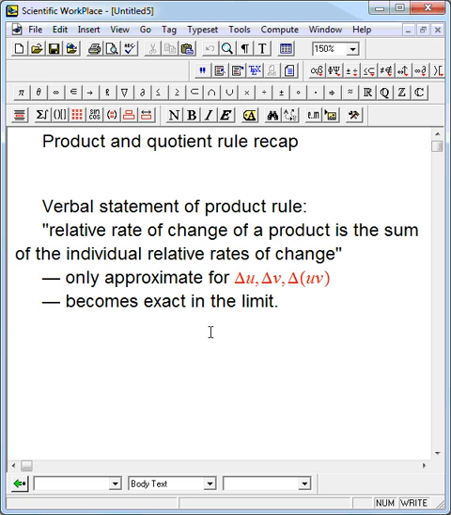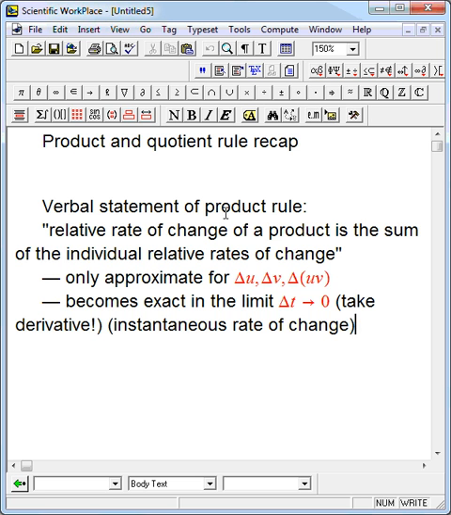I can't draw the picture real easily, but what we saw was that the extra tiny little rectangle that was screwing up this law became less and less significant as we make delta t very, very small. So as the limit delta t goes to 0, which is exactly how we take the derivative to find things like du/dt, the instantaneous rates of change, then this rule became actually an exact rule. Okay, and so that's great.